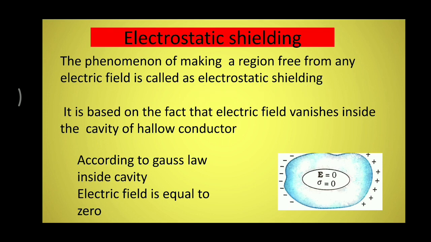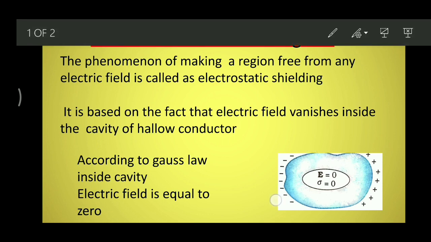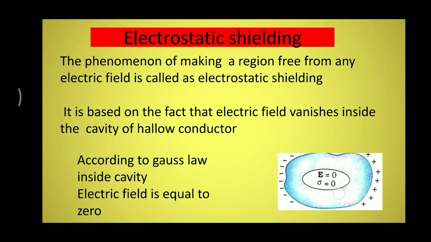How to create this electrostatic shielding? For this, in this diagram you see there is a metal conductor, and for a metal conductor we know that the charge resides only on the surface. This side the charge is here and this side the charge is here. Charge resides only on the surface, and here we are taking a metal conductor. This is a metal conductor with a cavity at the center.